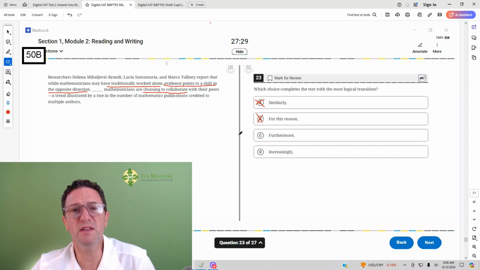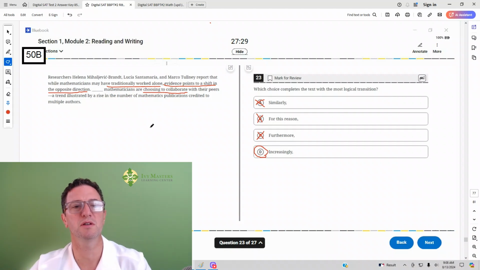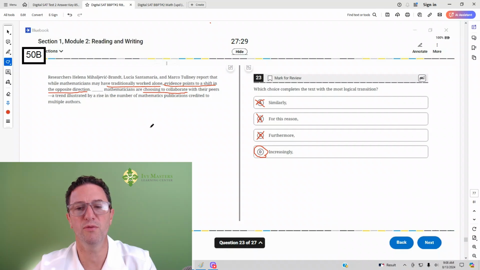Furthermore is when you're giving additional information to make your point, but it says it, and then it offers evidence for it. And we said more and more, or more than ever before. Increasingly fits pretty much perfectly with our prediction. Increasingly mathematicians are choosing to collaborate, like more than ever before they are.